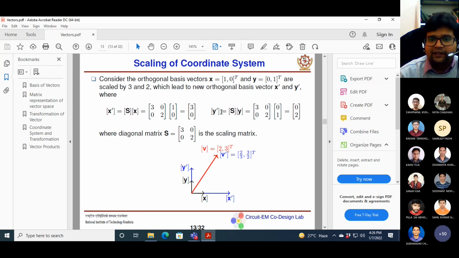Now you can see that in our original coordinate system we can write our vector as 2, 3. In the new coordinate system, our vector values are 2/3 and 3/2. Why 2/3 and 3/2?